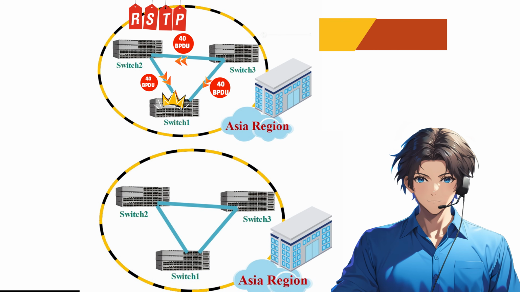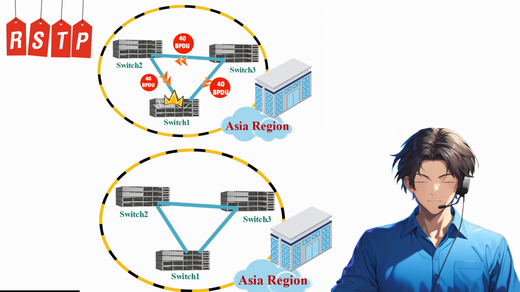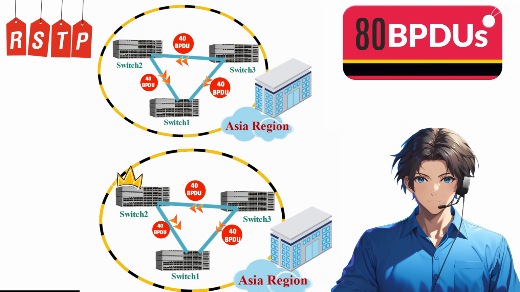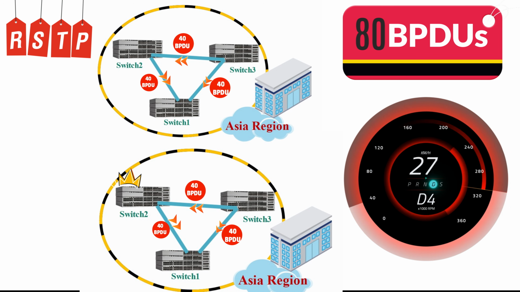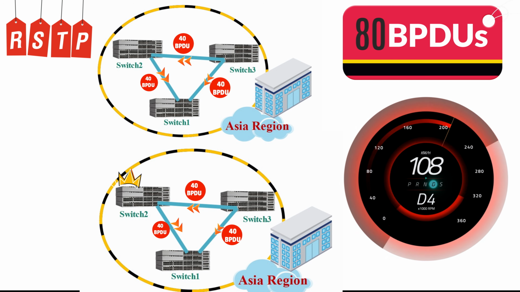Now the problem is that every 2 seconds each RSTP instance exchanges BPDUs to discover the network topology. It means that every 2 seconds it exchanges 40 BPDUs for the switch 1 root bridge and 40 BPDUs for switch 2. It means a total of 80 BPDUs are exchanged. Sending, receiving, and processing these BPDUs can use up resources in switches as well as network bandwidth.